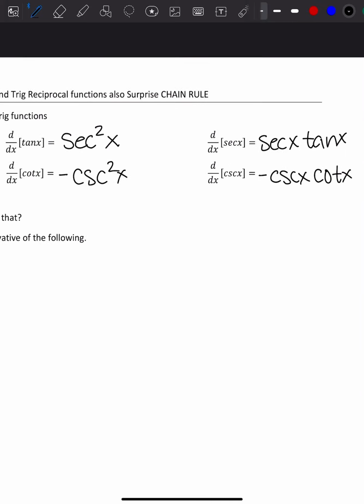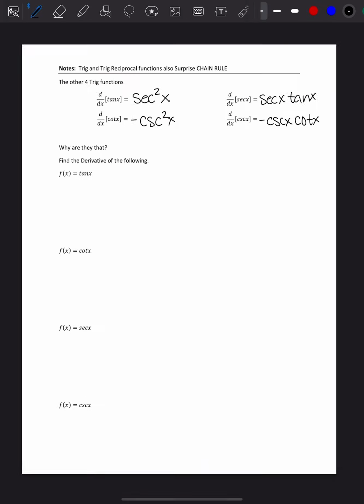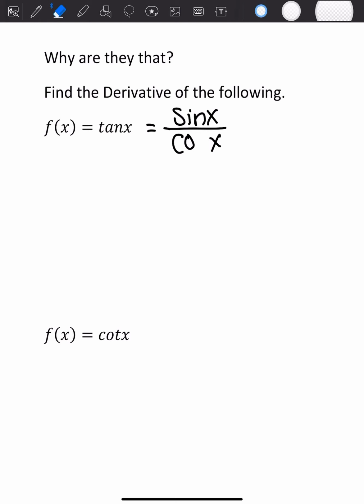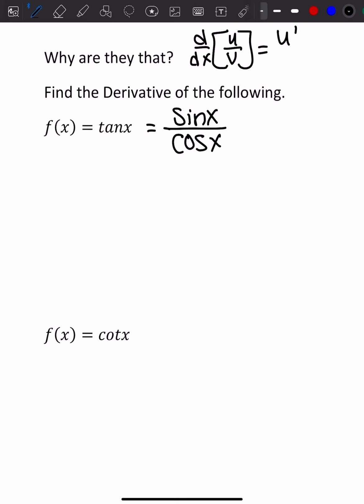So we're going to talk about why those become what they do. Tangent is the exact same thing as saying sine divided by cosine. One of the things that we know is quotient rule now. I like using v's. So if I have something u over v and I want to take the derivative of it, we're going to have the derivative of the top times the original of the bottom minus the derivative of the bottom times the original of the top, all divided by the denominator squared. So the original denominator squared.